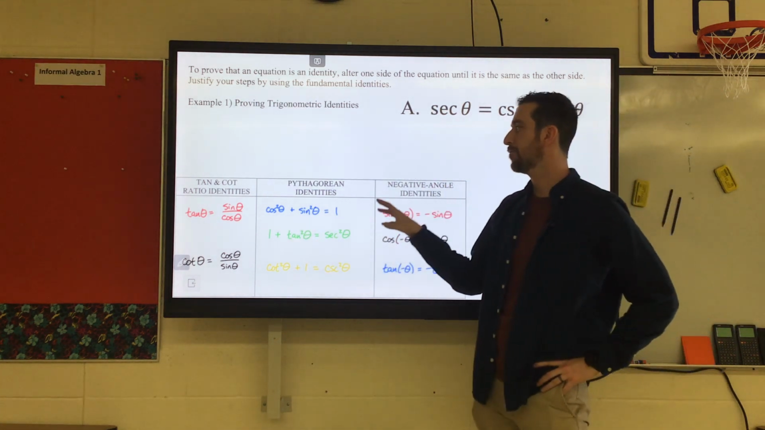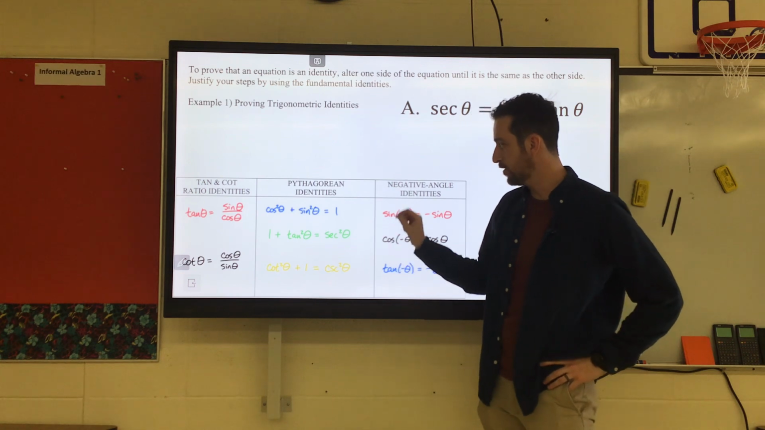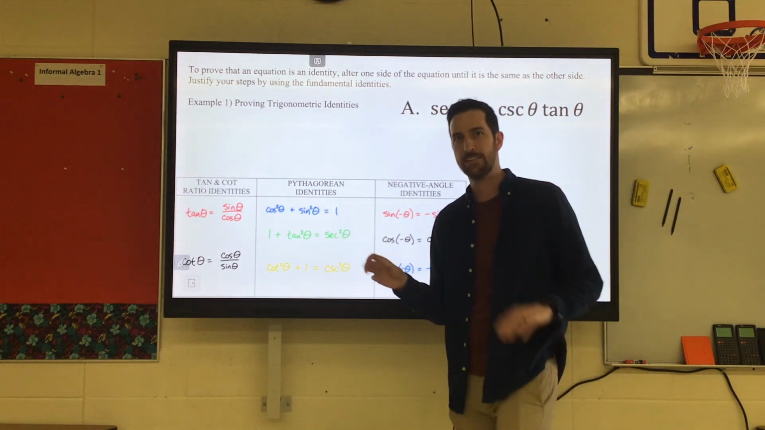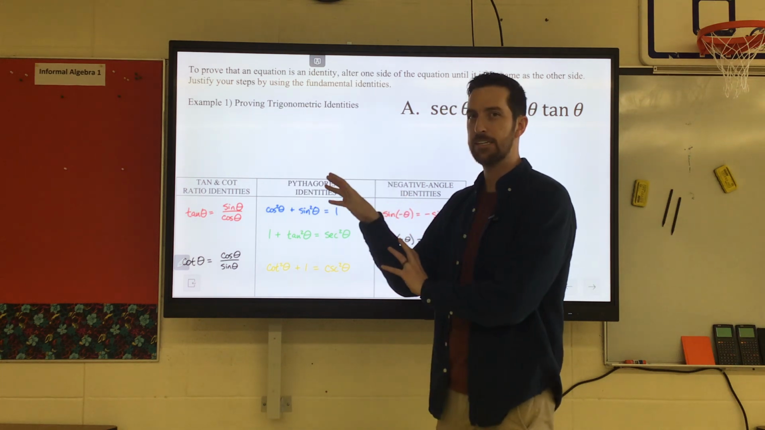Now here's some wild ones. You have these Pythagorean identities. So this is when you start seeing stuff squared and a +1 or a 1 minus, you're going to be in this Pythagorean identity column.